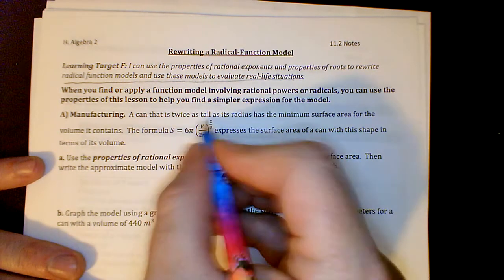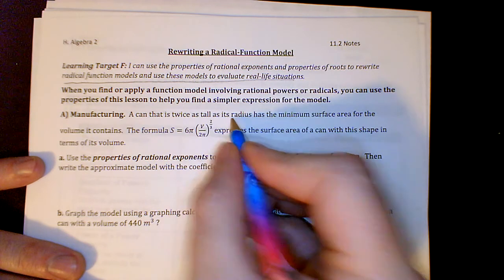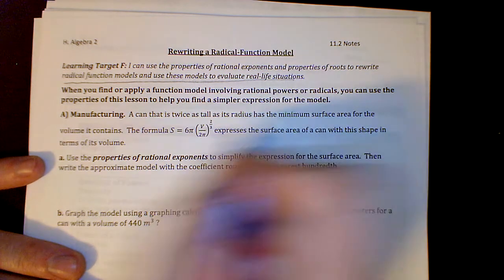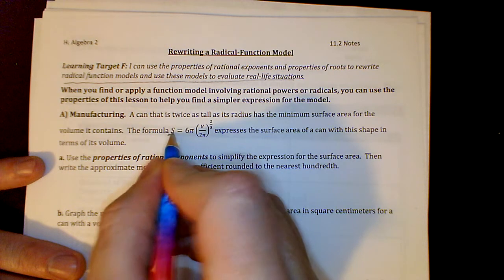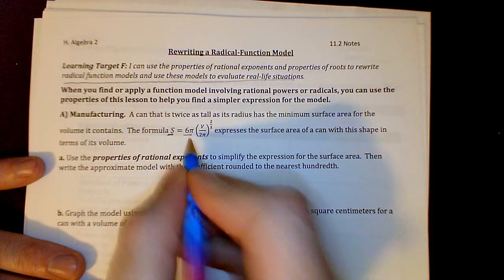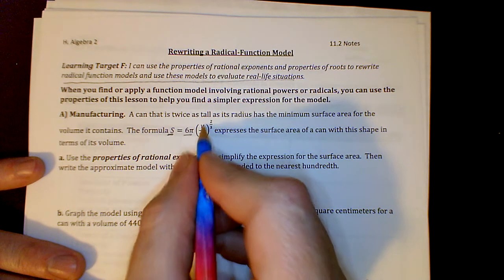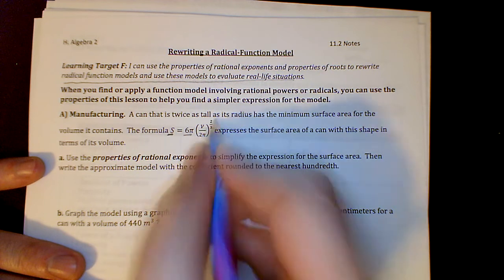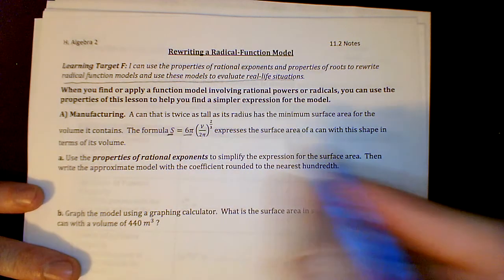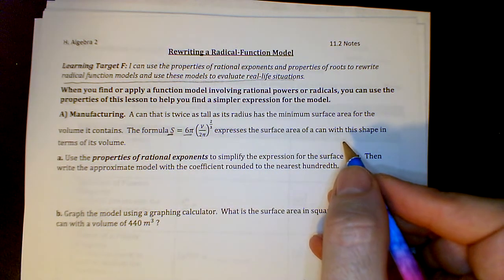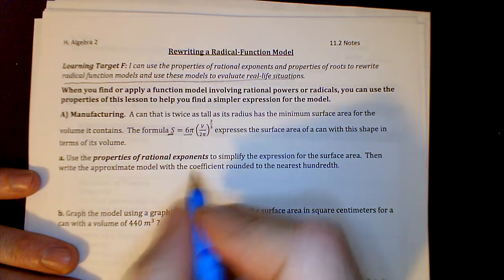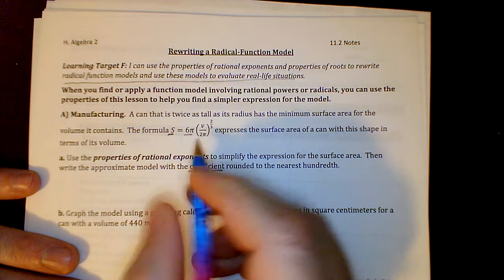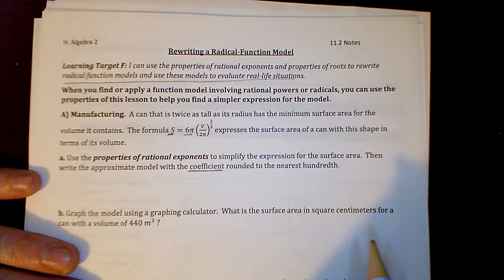It says, a can that is twice as tall as its radius has a minimum surface area for the volume it contains. So the formula S, surface area, equals 6 pi times the quantity V over 2 pi to the 2/3 power expresses the surface area of the can with this shape. It wants us to simplify this and then write the coefficients, which is any number, that would include 6, 2, and both pi's, to the nearest hundredth.